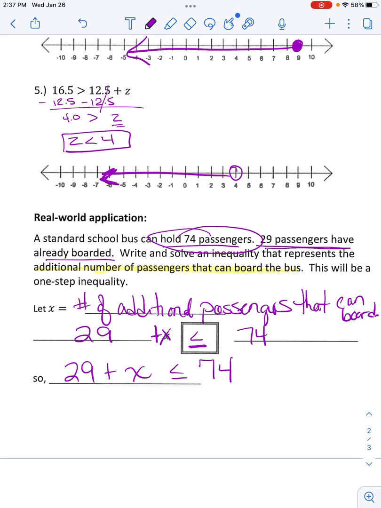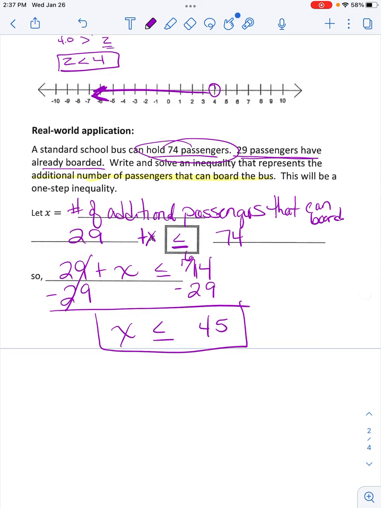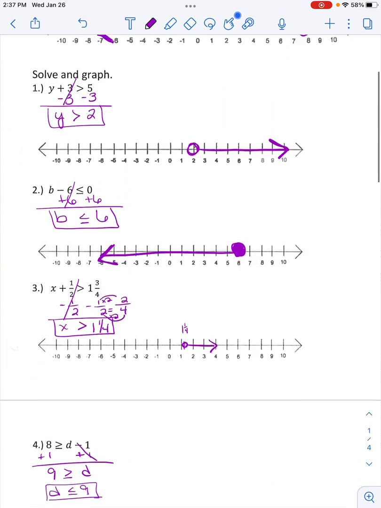To solve, this says x plus 29, so the inverse to solve would be to subtract 29 from both sides to get that x by itself. And then we can solve. So x is less than or equal to 45. So the number of additional passengers that can get on the bus, 45 more people can get on that bus. Okay. All right.